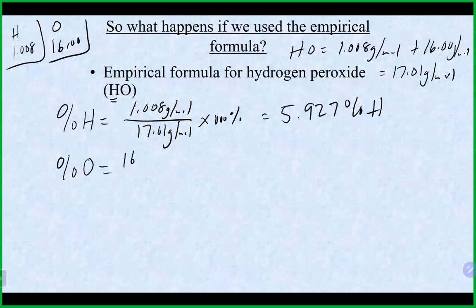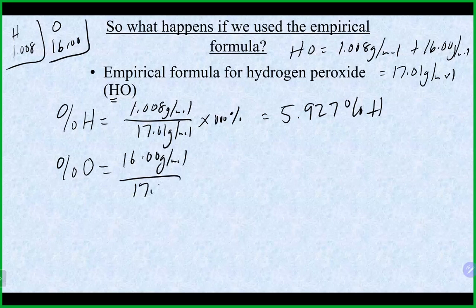We'll do the same thing here for our oxygen. In this case, we also have just one oxygen. So we'll take 16 divided by the molar mass of our empirical formula, not our molecular formula. And again, dividing it out there is going to get us about 94.06% oxygen. Was the empirical formula same or different than the molecular formula?